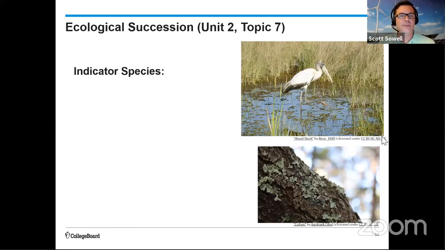All right, so the last type of organism we're going to look at is an indicator species. And this is a species that we define as a useful way to count and understand the health and stability of an ecosystem. So let's take this wood stork over here at the top right. This is a common bird in the Everglades or in kind of marshy wetlands here in Florida.